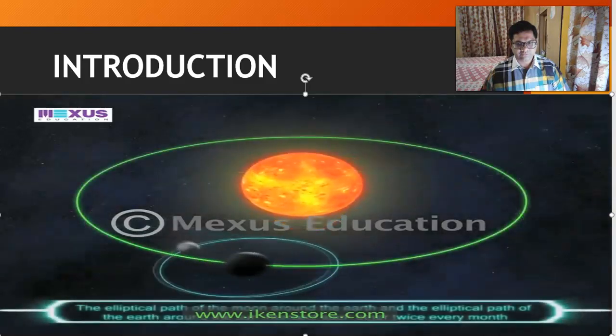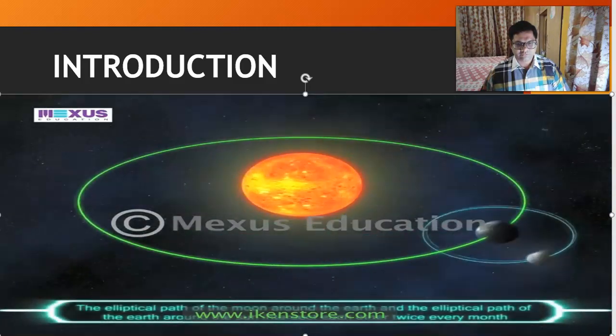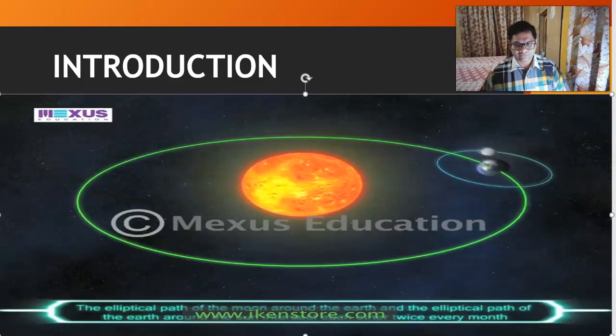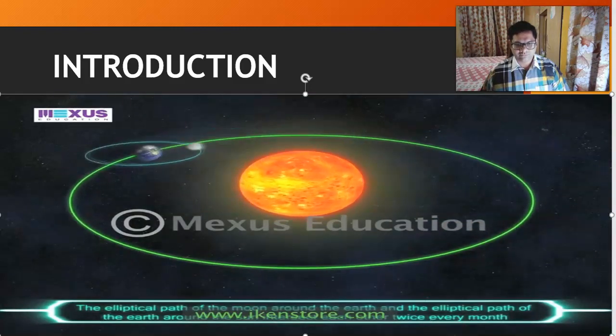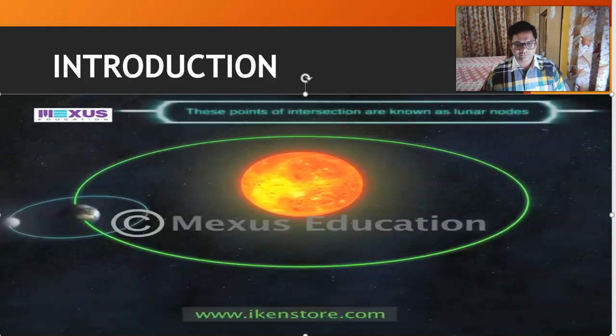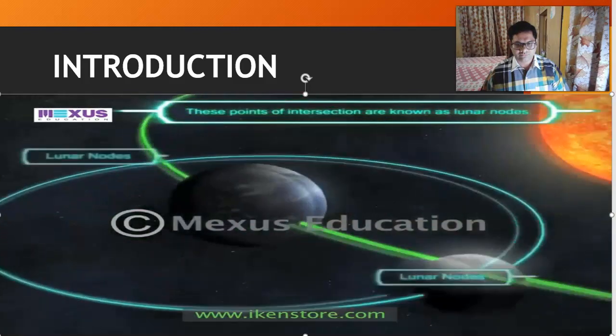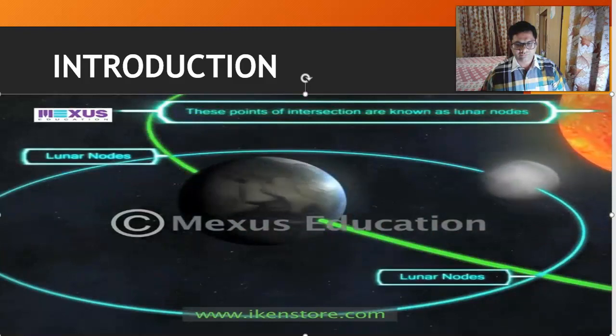The elliptical path of the moon around the earth and the elliptical path of the earth around the sun intersect each other twice every month. These points of intersection are known as lunar nodes. So you have seen, children, how the moon and the earth are revolving around the sun. And let's go ahead.